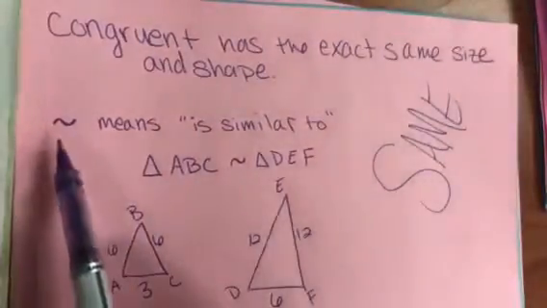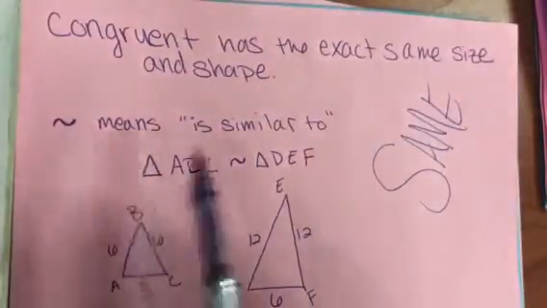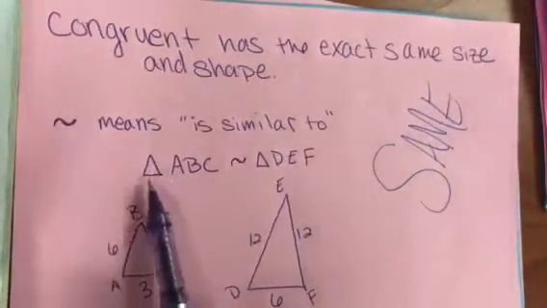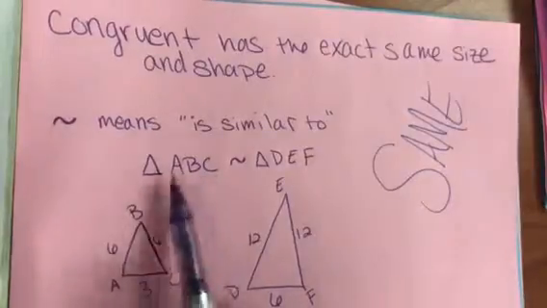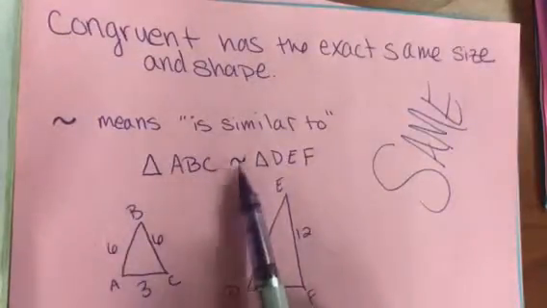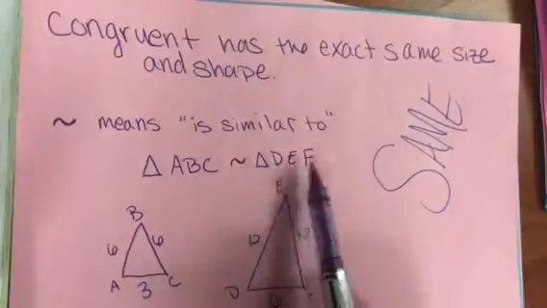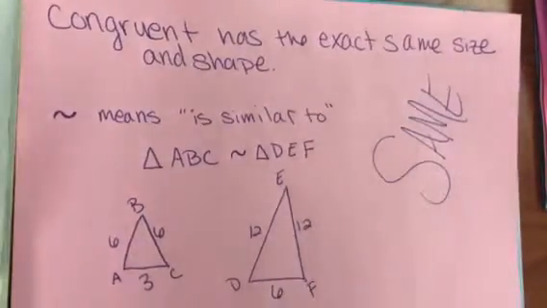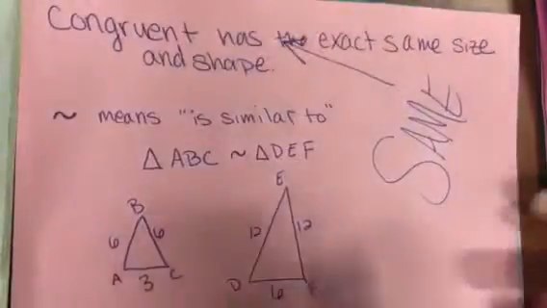This little squiggly line, when you see one of them, it means it's similar to. So that's the symbol for similarity. So if I have triangle ABC, which stands for this triangle here, is similar to triangle DEF, which refers to this triangle. That's all that little squiggly line means. It's similar to. So if these are similar, you're going to notice the ratio.